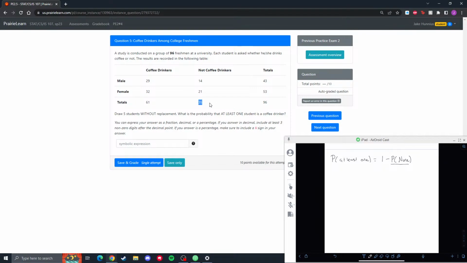So if we're drawing 5 students without replacement, the probability that the first student is not a coffee drinker is 35 over 96. And the probability that the second student is 34 over 95, since we're not replacing the students we already drew. So we can keep going down to 33 over 94. And then 32 over 93, and we're drawing 5 students, so it's 31 over 92.